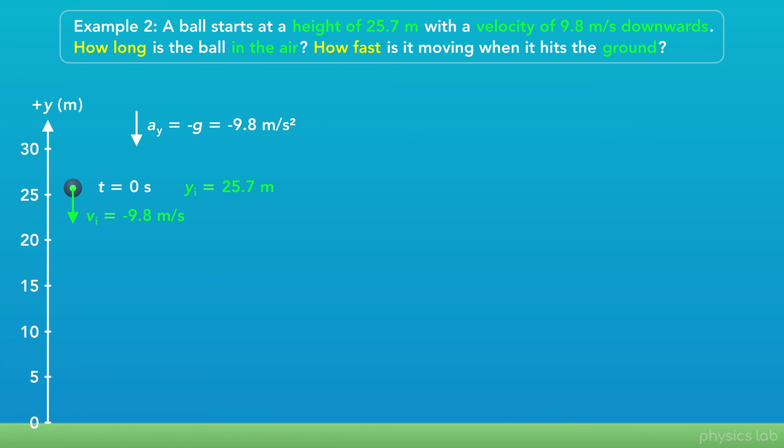The question says, how long is the ball in the air? Which is another way of asking for the time when the ball hits the ground. Then it says, how fast is it moving when it hits the ground? This means we're looking for the final speed, which is the magnitude of the velocity. So to find the time when the ball hits the ground and the y position is 0, we'll use the same equation as the first example.